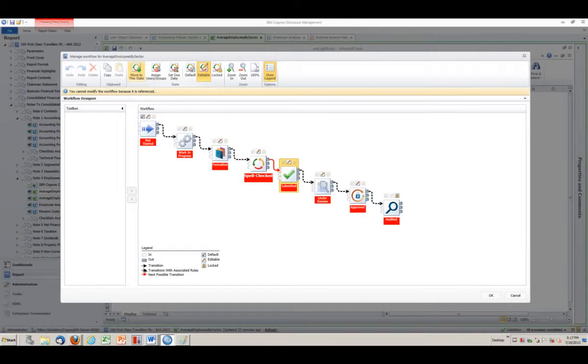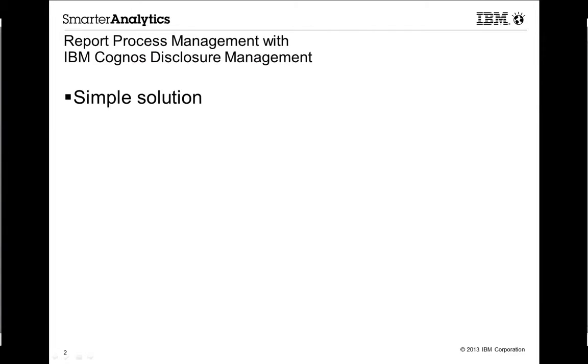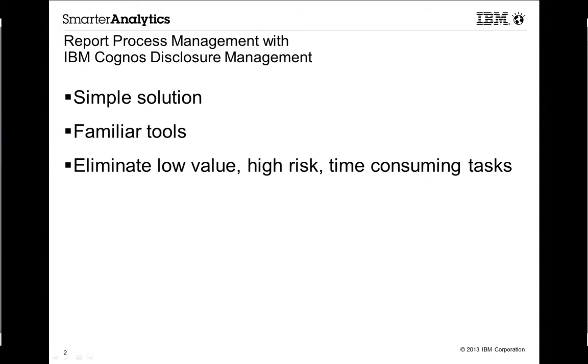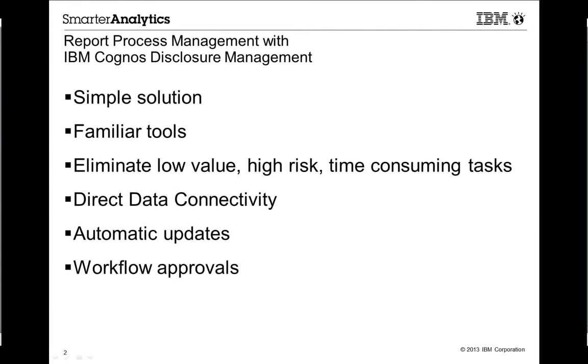So this was a short demonstration that shows how IBM solutions really do address the challenges faced by organisations with report process management. By providing a simple solution, users can continue to use the tools they already know, such as Word, Excel, and PowerPoint. We're really eliminating the low-value, high-risk, time-consuming tasks by automating the process with direct data connectivity, automatic updates, workflow approvals, and a full audit trail. This was just one of many examples of the types of reports for which organisations can benefit from our solution.